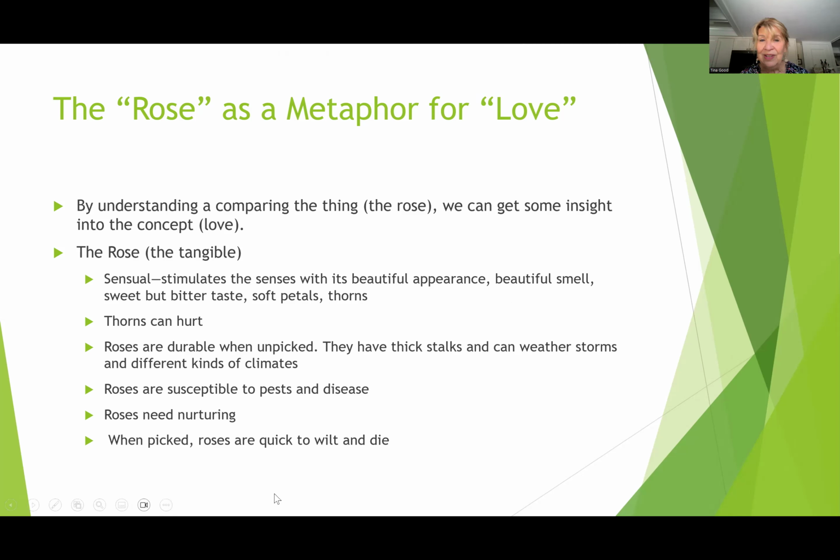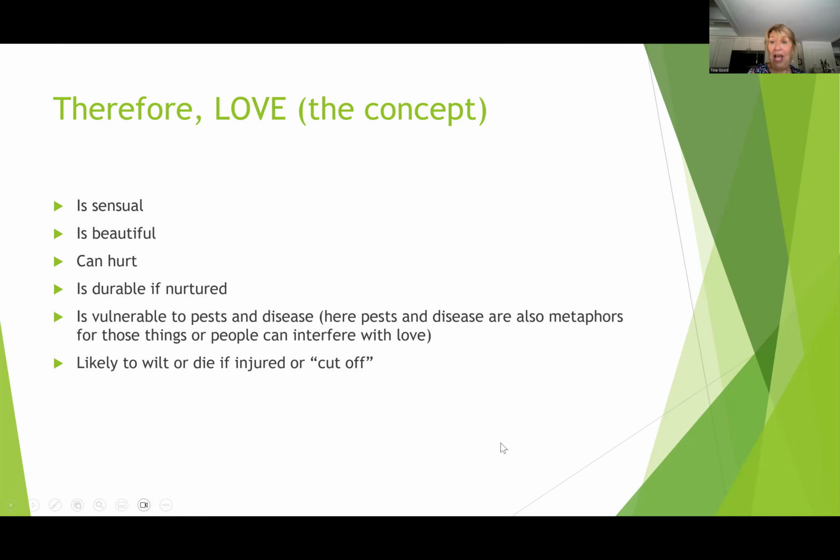Okay, so that's a rose. That's a tangible idea. Okay, so we got that. So what does that then tell us about love? Right? How do we understand the concept of love through the examination of a rose? Well, love is sensual, right? It's beautiful. It can hurt us, right? If we get too close, or do something to the rose where it has to sort of lash out at us with its thorns. It's durable if nurtured and left in its environment and in its community.